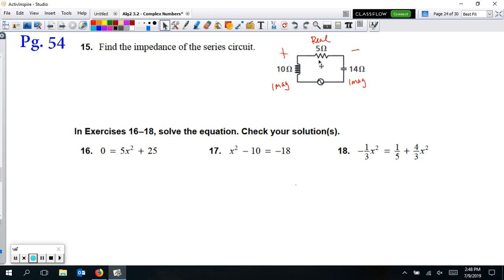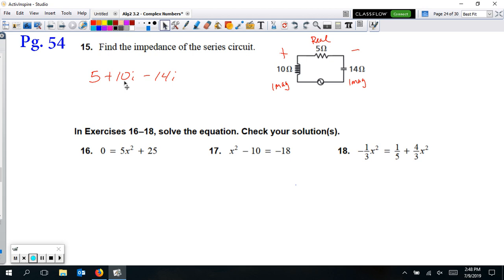To find the impedance of the series circuit, we just need to add these together, taking the sum of these three things. So you have your real number 5, and then you also have a positive 10i, and you have a negative 14i.